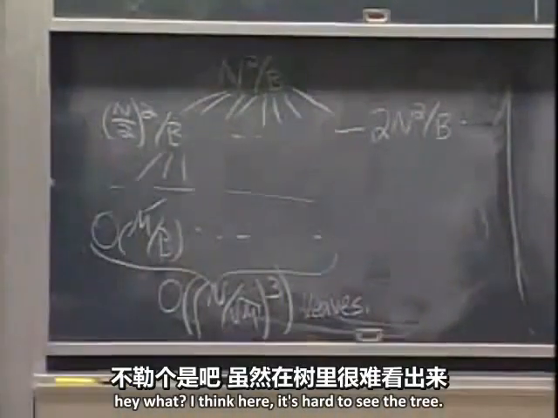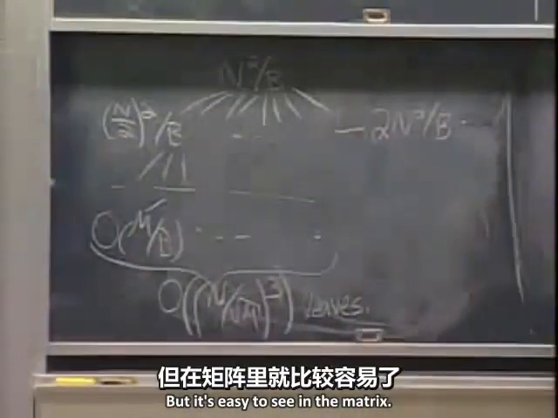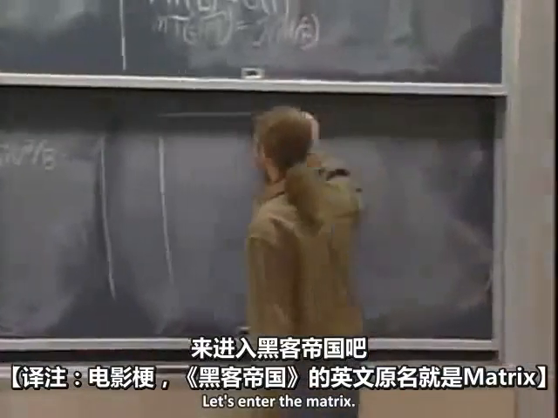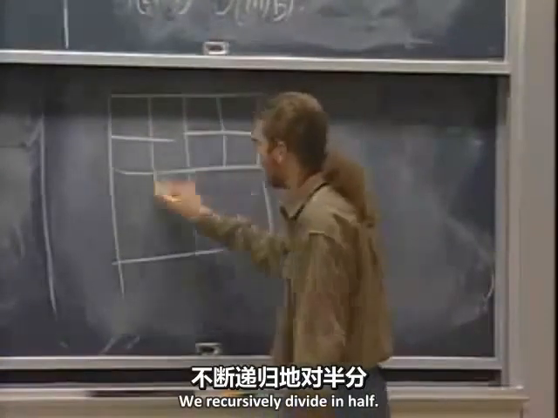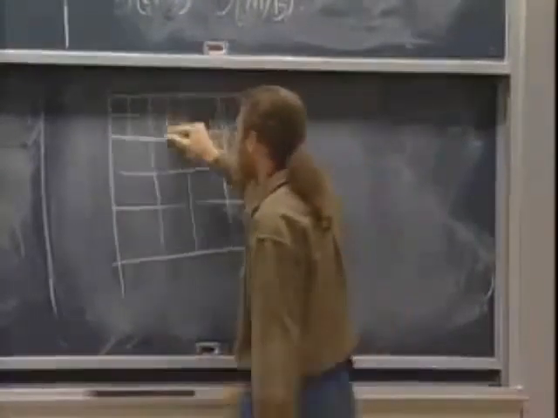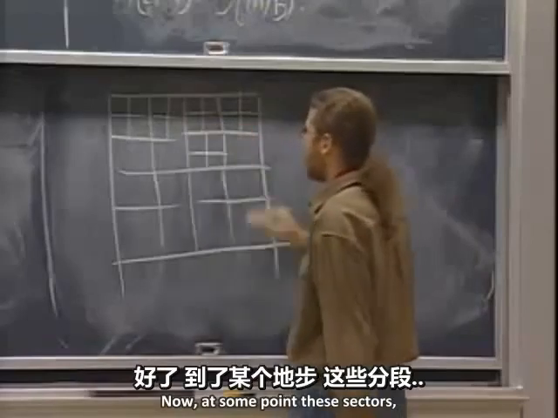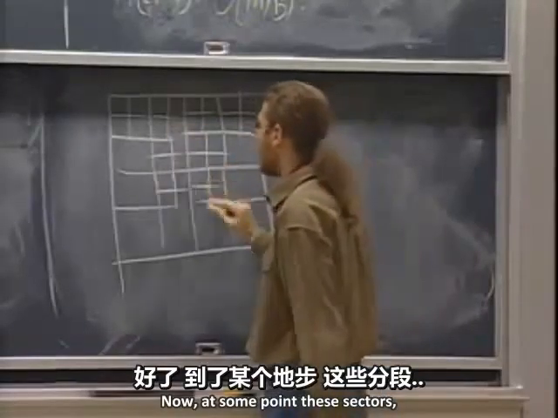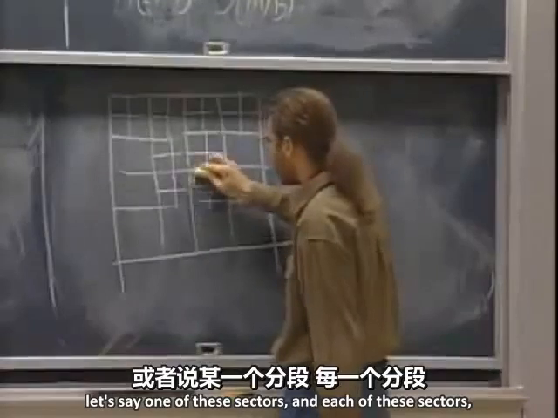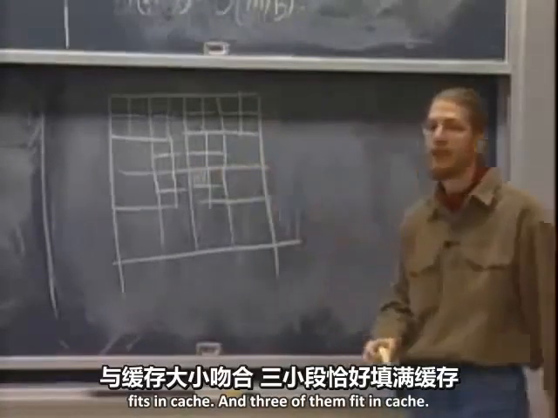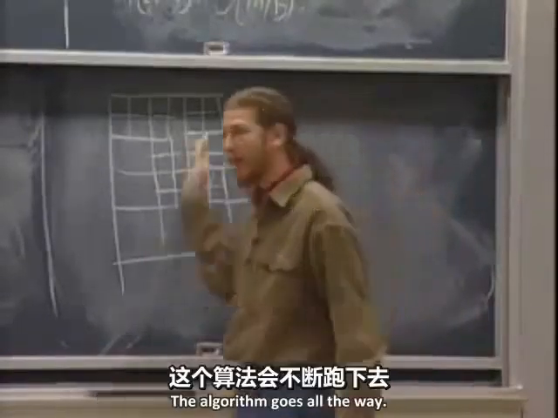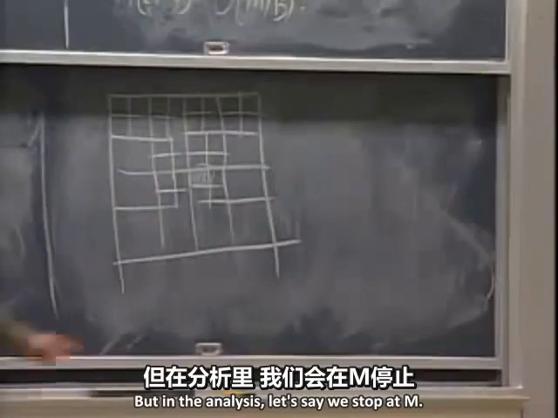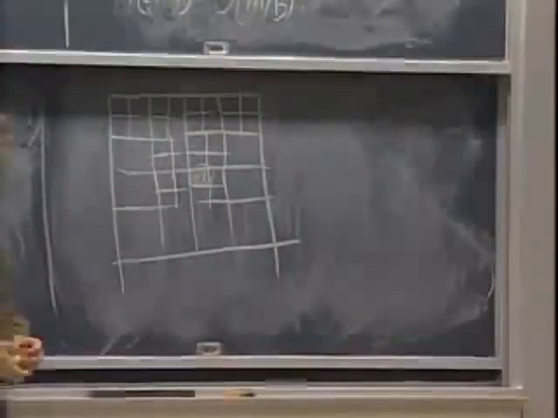Okay, why? I think here it's hard to see in the tree, but it's easy to see in the matrix. Let's enter the matrix. We have our big matrix. We divide it in half. We recursively divide in half. We recursively divide in half. You get the idea, okay? Now, at some point, each of these sectors fits in cache, and 3 of them fit in cache. So that's when we stop the recursion. In the analysis, the algorithm goes all the way, but in the analysis, let's say we stop at m.